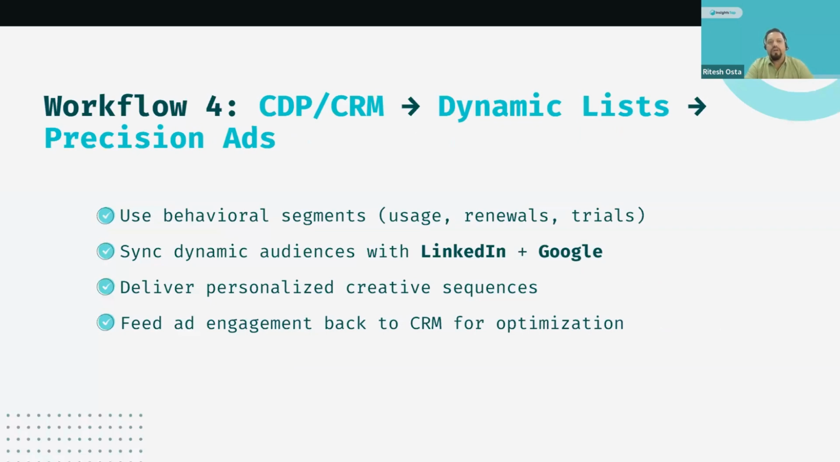Then we have workflow four, the fourth use case, which is CDP CRM dynamic list precision, or behavioral segments. This is especially applicable to companies in enterprise SaaS or app-based products. There is a lot of behavioral data sitting in your CRM, CDPs and data warehouses, correct? For example, usage, renewals, trials, product usage, feature usage. All this data sits in product-based behavioral analytics systems like CDPs and the data warehouse.